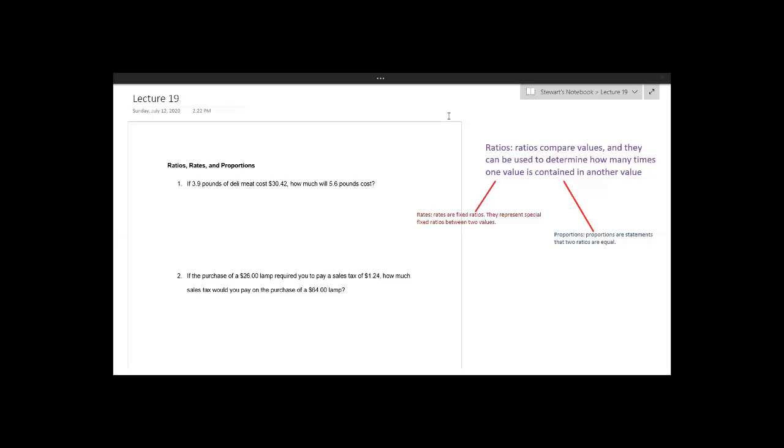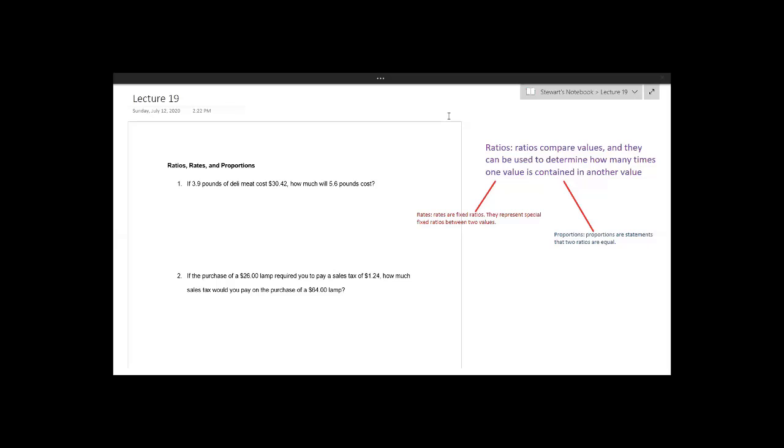Now from there, you can get rates. Rates are just fixed ratios, and they represent special fixed ratios between two values. A common thing you could think of as a rate is how much you pay for something that remains consistent for the product.